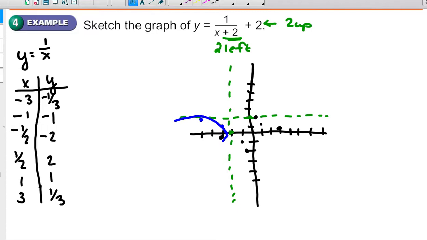Oh, sorry. Like I said, trying to do it blindly. Not too shabby. All right, 2 to the left, and then up 2. We have 2 to the left, and then up 2. 2 to the left, and then up 2. And here is our second branch of this reciprocal.